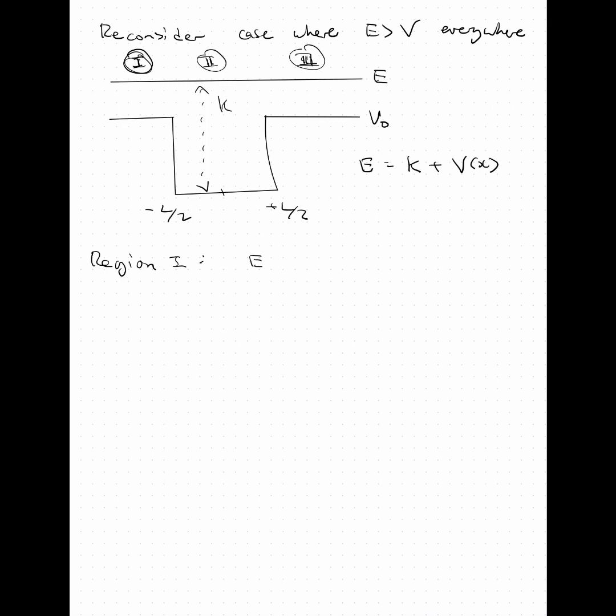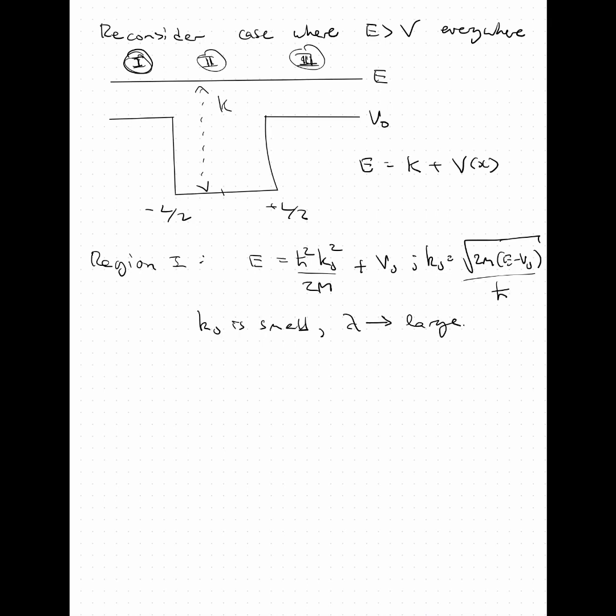we have the following. E is h bar squared k naught squared over 2m, kinetic energy, plus the potential, where k naught is root 2m, E minus V naught, over h bar. Okay, and note that when k naught is small, that lambda grows large.